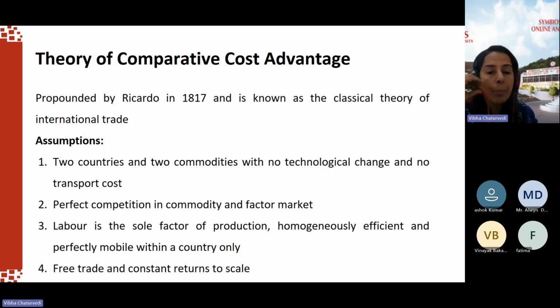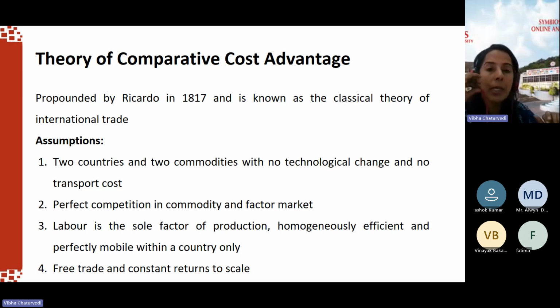And then they are perfectly mobile within the country, which means within the country, they will move freely from one industry into another. So the inter-industry movement of this factor of production is absolutely perfect here. Which means that with the same amount of ease, a laborer can become a part of any industry without having to undergo any training, or being in any kind of structural unemployment or transitional unemployment. That is not present.